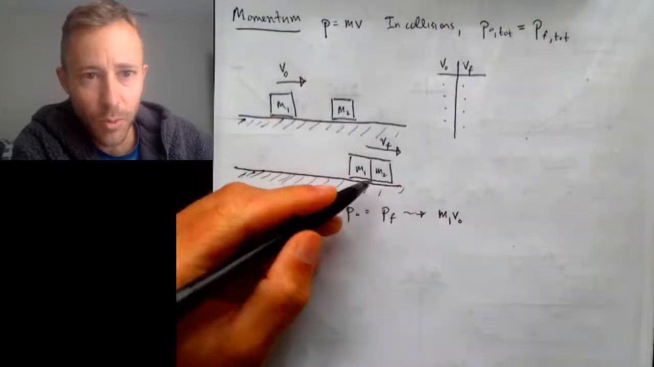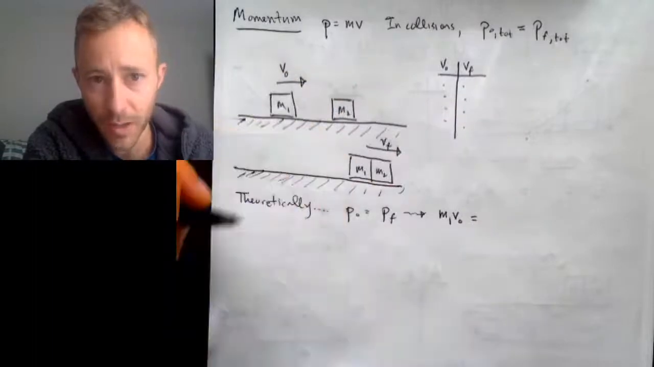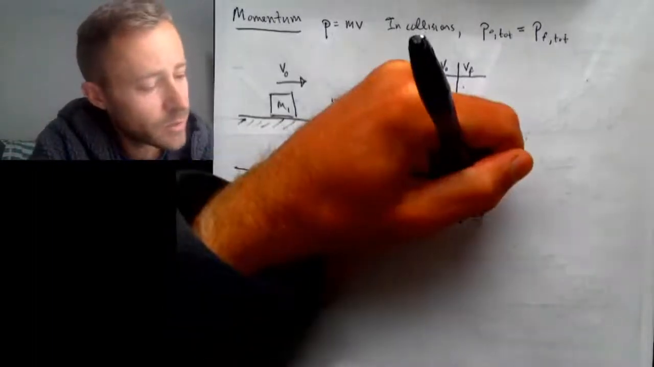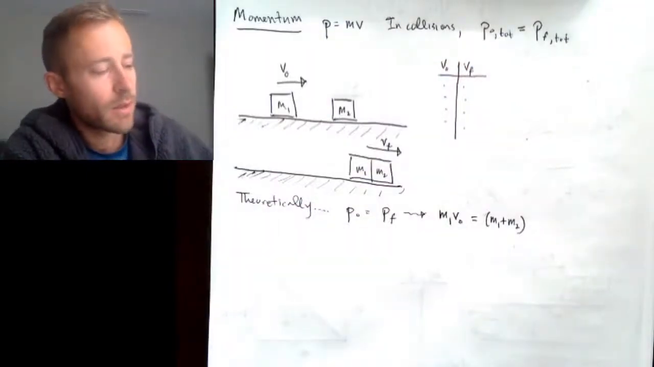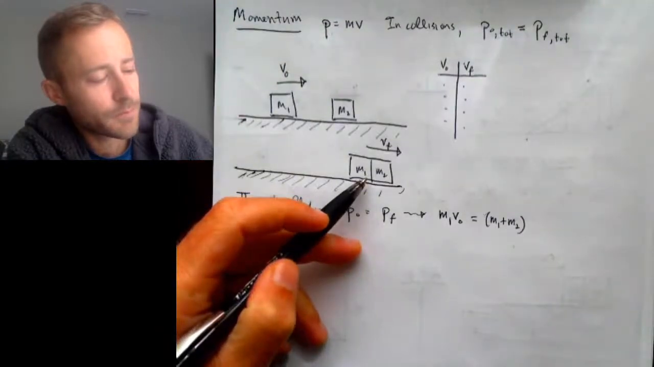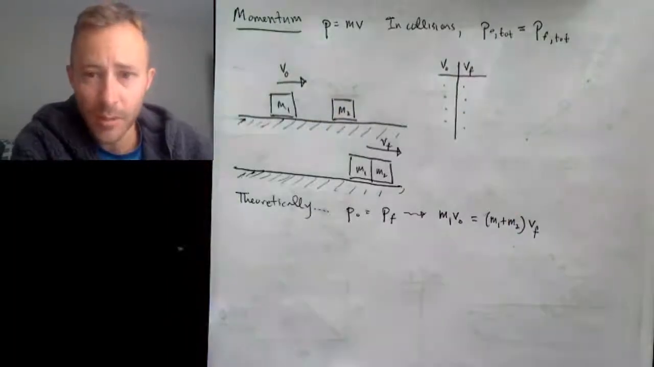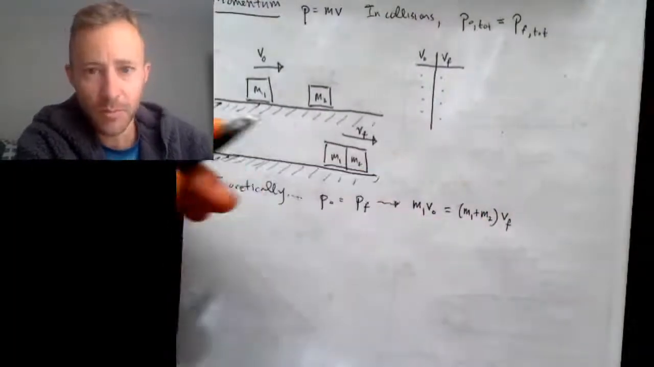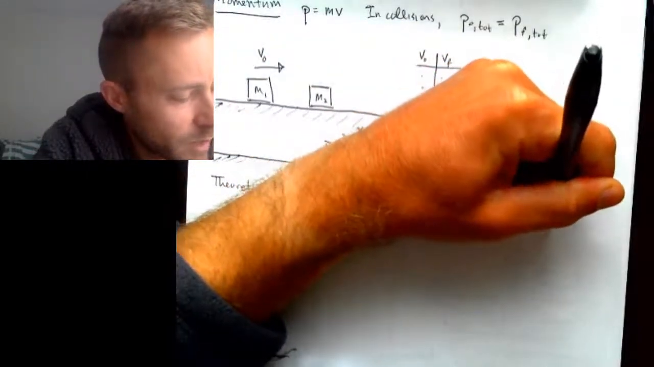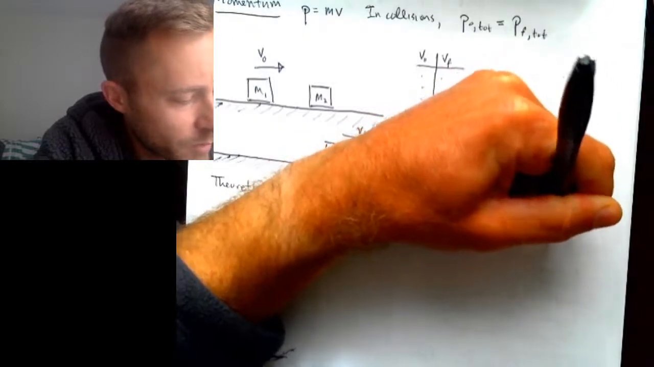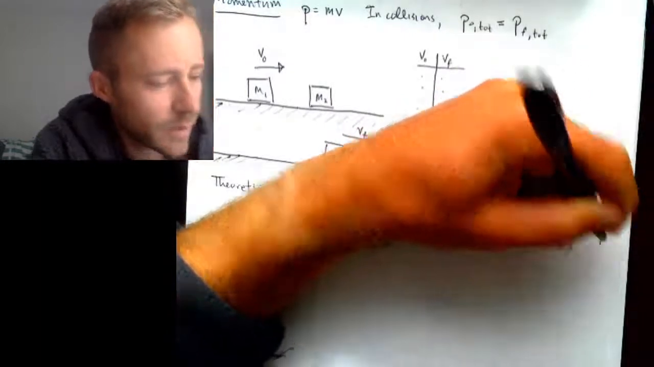Afterwards, both blocks are moving at the same speed. So they're acting like one big composite block. So afterwards, the mass that's moving is m1 plus m2, and they have a speed v final. I'm going to divide both sides by m1 plus m2. So that's going to give me m1 over m1 plus m2 times v initial equals v final.